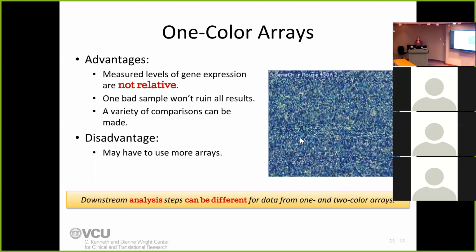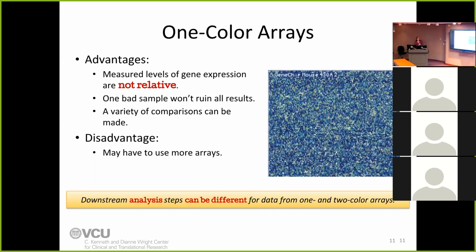On the other hand, you can also do one-color arrays, where you only have one sample per microarray. The advantage of this is that the gene expression that you measure is the signal intensity that you get from those labeled dyes, and it's not relative to a control. So you would have your normal on one chip and your tumor or cancer sample on another chip, and you'd be able to compare those after the fact using your bioinformatics pipeline, but that wouldn't be the only comparison you could make. If you had multiple samples, then you could make multiple types of comparison.